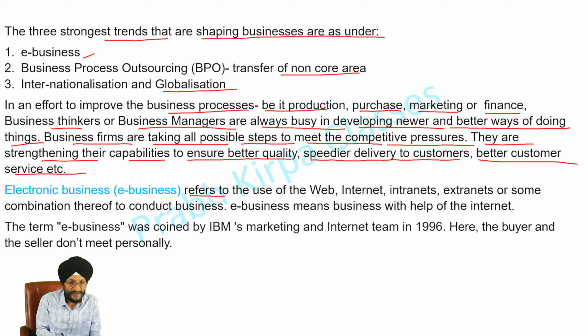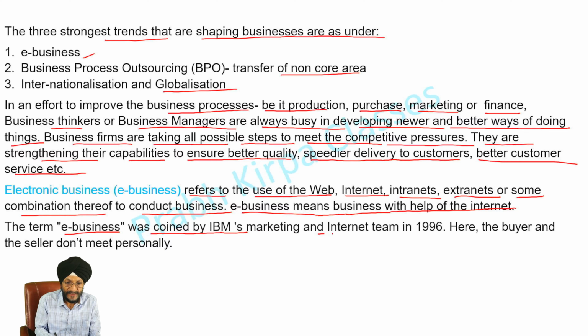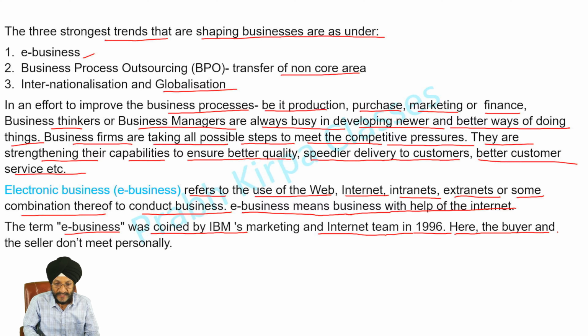E-business refers to the use of web, internet, intranets, extranets, or some combination thereof to conduct business. E-business means business with the help of internet. The term e-business was coined by IBM's marketing and internet team in 1996. In case of e-business, the buyer and seller do not meet personally.